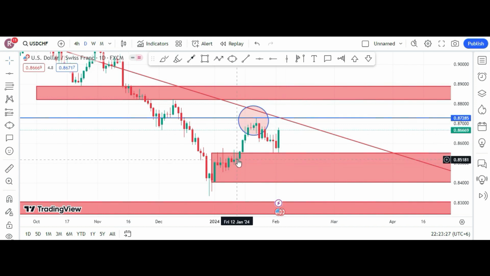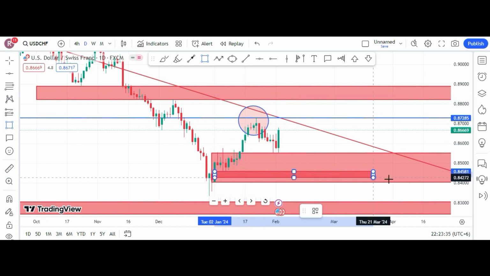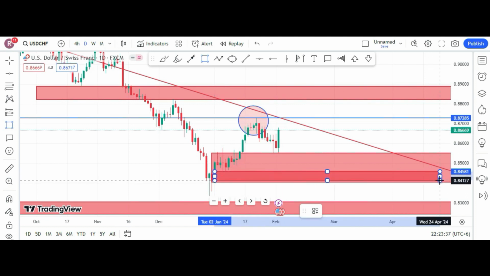So in daily, we don't have that much imbalance left, except this area. We can see this is the area where the daily imbalance has been left.